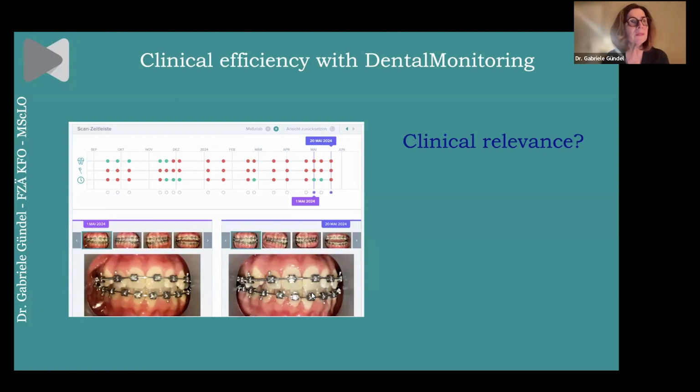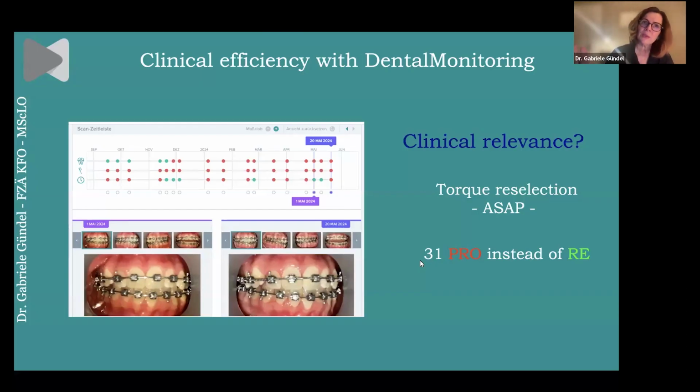What is my clinical relevance? I write the patient, please, can you come as soon as possible to our office? We need to change the bracket of your tooth 31. This is not a problem. The patient is reading this, is calling the office, coming as soon as possible. We do the torque selection. We decide on the tooth 31. We had a reclining torque bracket. Now I decide to do a proclining torque bracket to bring the root back into the bone.